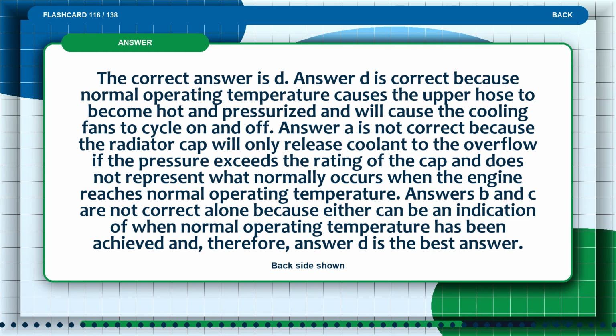The correct answer is D. Answer D is correct because normal operating temperature causes the upper hose to become hot and pressurized and will cause the cooling fans to cycle on and off. Answer A is not correct because the radiator cap will only release coolant to the overflow if the pressure exceeds the rating of the cap, and that does not represent what normally occurs when the engine reaches normal operating temperature. Answers B and C are not correct alone because either can be an indication that normal operating temperature has been achieved, and therefore answer D is the best answer.